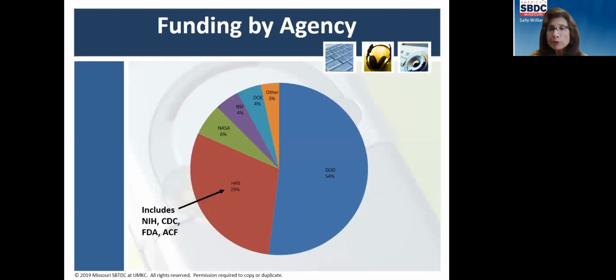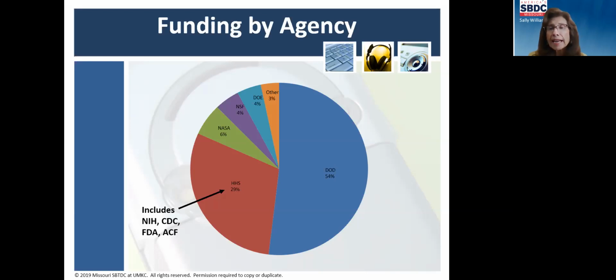So by agency, when we look at all the funds, of course, the big Megillah is the Department of Defense. Of all SBIR and STTR spending, the Department of Defense makes up a little bit more than half of that. Secondly is Health and Human Services. And by the way, this makes sense because when you just look at their overall budgets, DOD and HHS are the 2 largest agencies in the federal government. But HHS, Health and Human Services, includes NIH, National Institutes of Health, Center for Disease Control, the FDA, and ACF. So that would be a total of all of them.